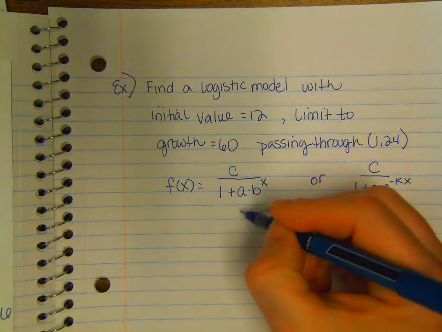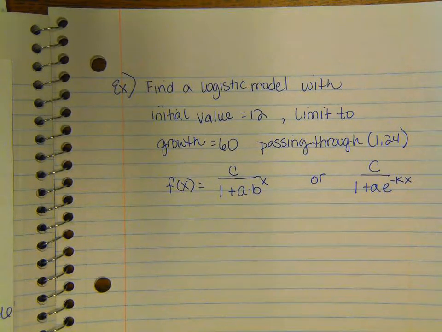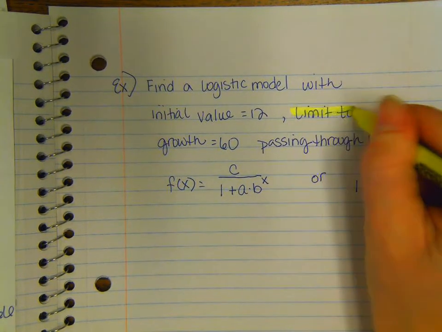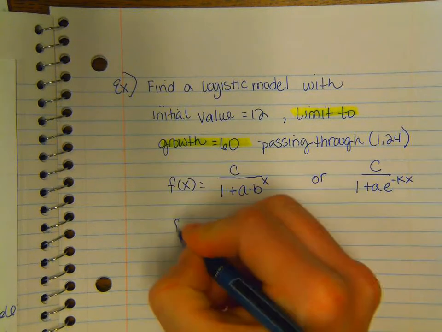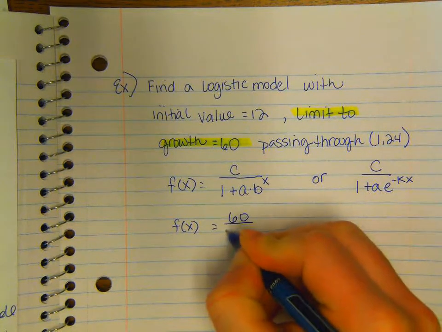So then let's go through the problem and figure out what do I know, or what do these things tell me? So what's something I know right away that I could put right into my function? Nate? Yes, this limit to growth is c. Okay, so we for sure know then that f of x equals 60 over 1 plus a times b to the x.